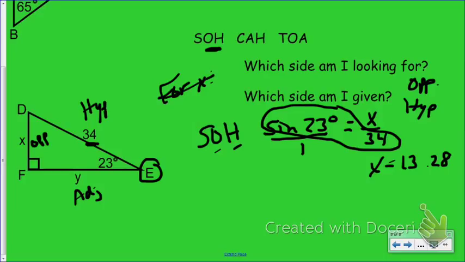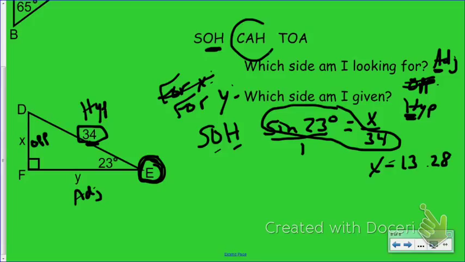Okay, now we'll do it again. This time we'll do it for y. Which side am I looking for? From corner E, the y is the adjacent. Which side am I given? Well, we still were given the 34, so we were given the hypotenuse, so I can leave that the same. So the first letters are A and H, and that means we're going to use CAH, or cosine.